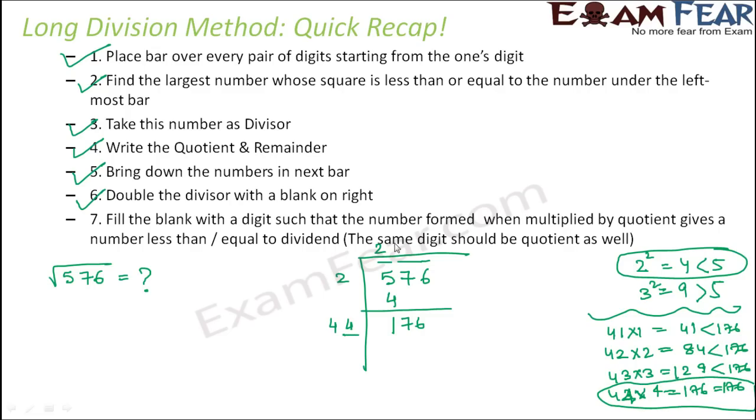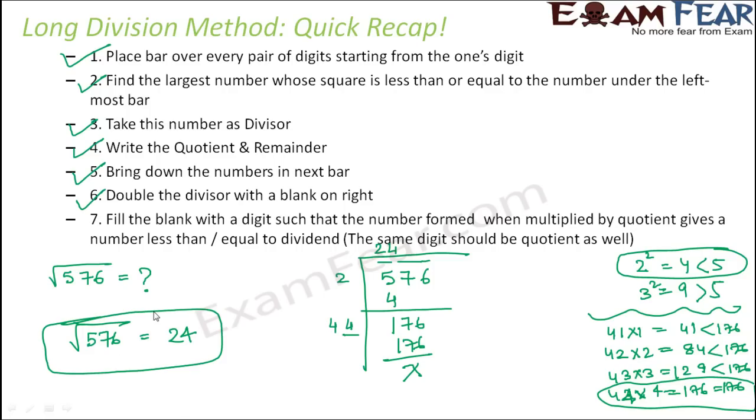So let's place 4 here. So quotient will also be 4 and this will be 176. So the remainder is 0. So therefore square root of 576 will be equal to 24. This is the answer.